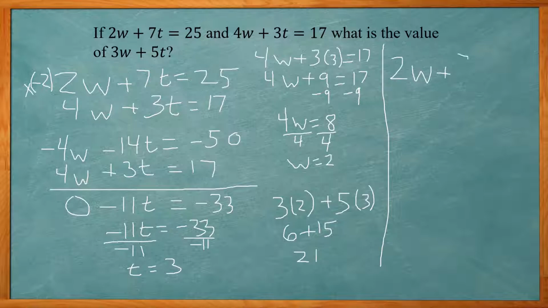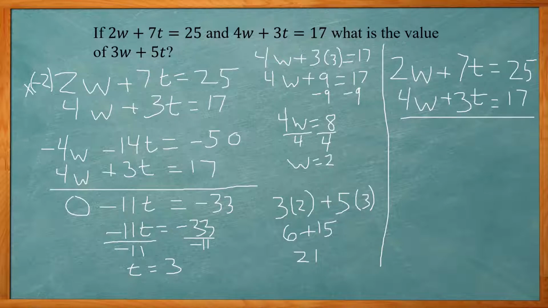2w plus 7t equals 25, and 4w plus 3t equals 17. So if I were just to add them together just the way they are, that'll give me 6w plus 10t equals 42. If I notice that versus the 3w plus 5t, that's just 2 times as much. 6 is 2 times 3, and 10 is 2 times 5.